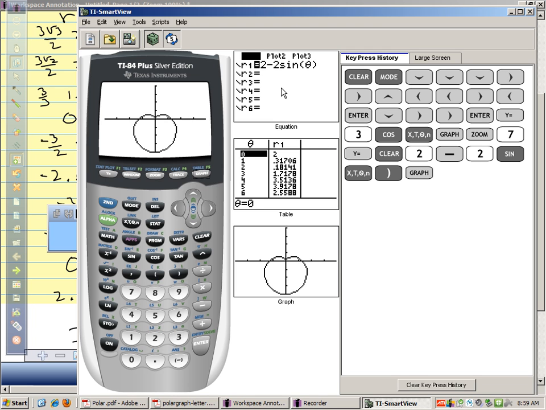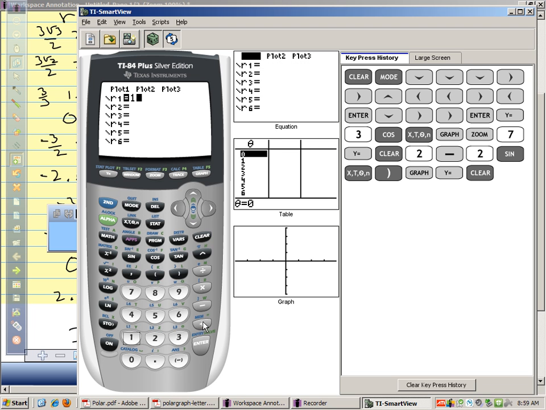Let me graph r equals 1 plus 2 cosine theta. Let me clear that out, r equals 1 plus 2 cosine theta.